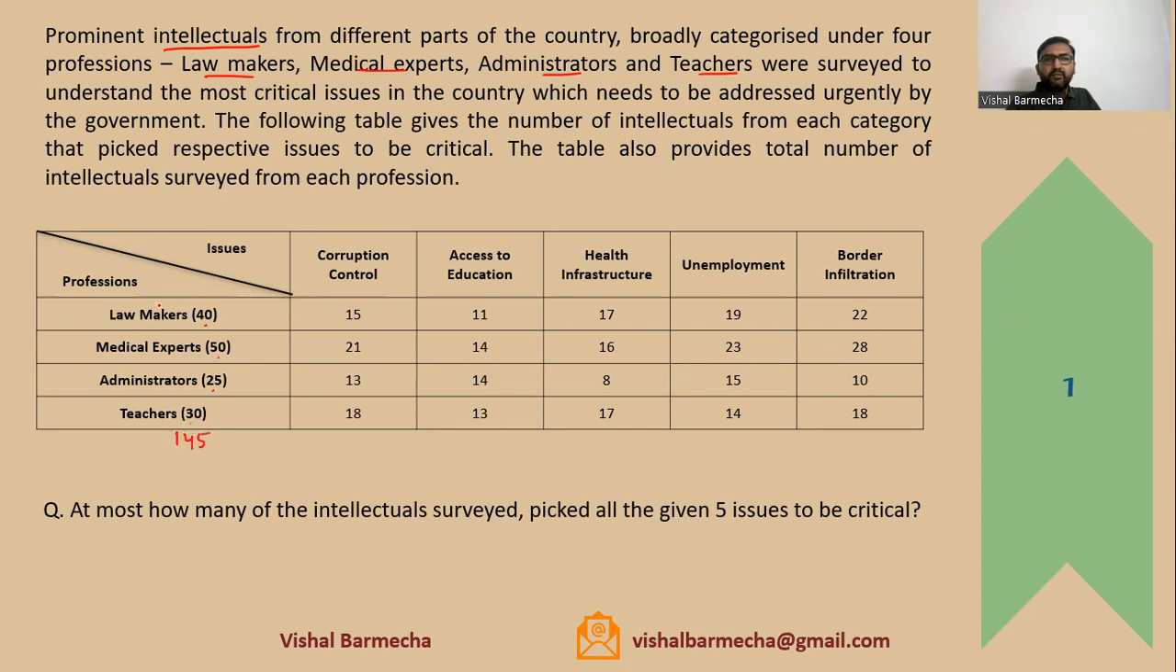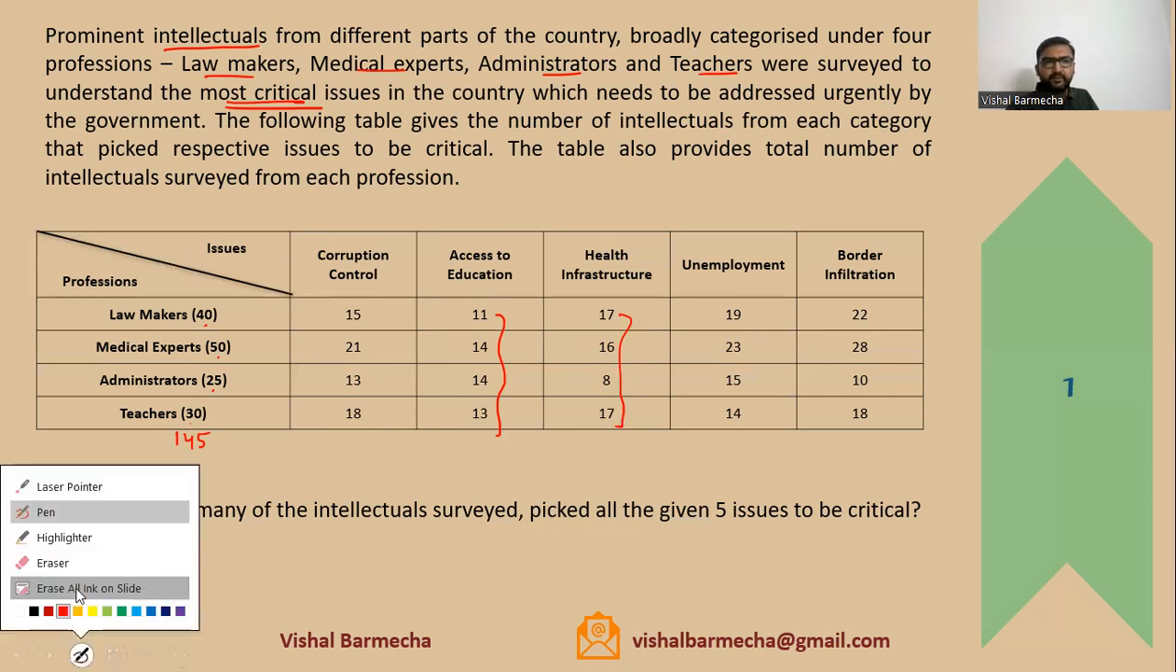Out of those 145, again, this many have found that corruption control is a very crucial one. It needs to be addressed. It is most critical, right? Then this many have found that access to education is very critical. This many have found health infrastructure to be very critical, which needs to be addressed by the government immediately. So this is how the survey was done.